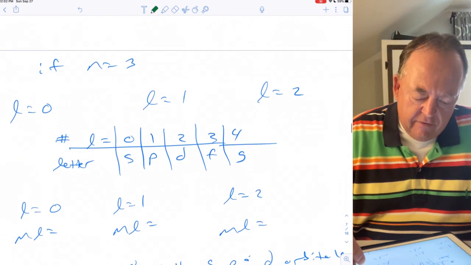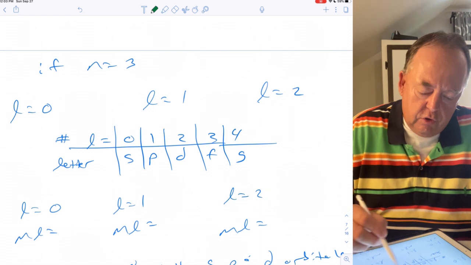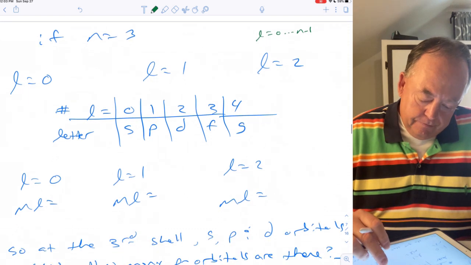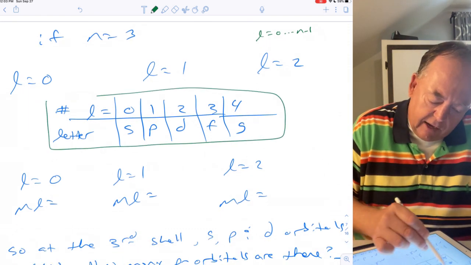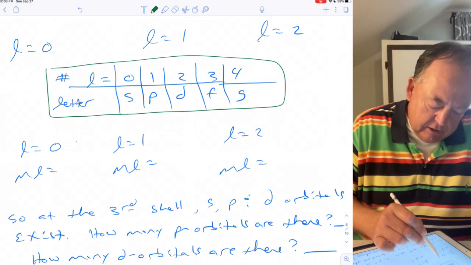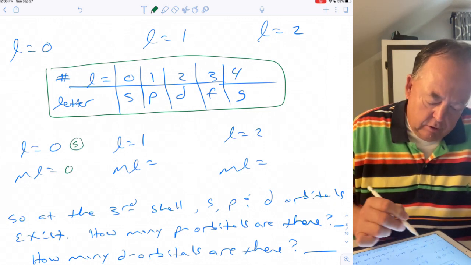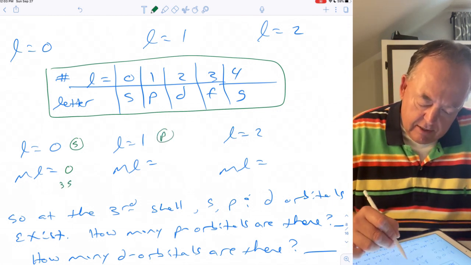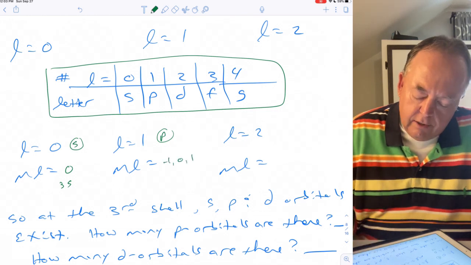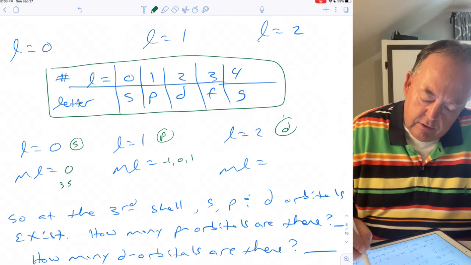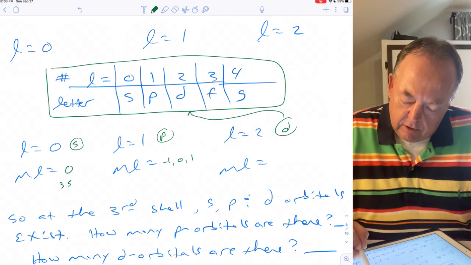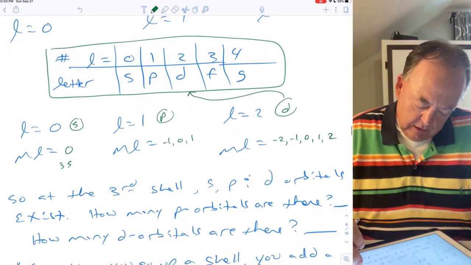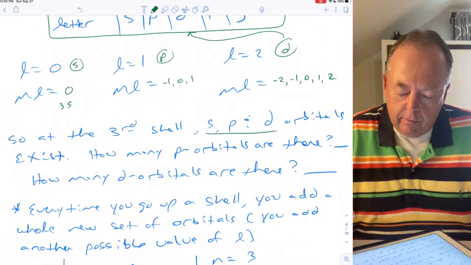Okay, so if n is 3, then L can be 0, 1, or 2, right? Because L, again, can be anywhere from 0 to n minus 1. And so again, we get this memorized as fast as possible. So if L is 0, then this is an s orbital, and m sub L can only be 0, so that would be the 3s orbital, right? If L is 1, then these are p orbitals, then m sub L could be -1, 0, or 1. If L is 2, then these are d orbitals, and m sub L can be -2, -1, 0, 1, or 2, right? So with the third shell, s, p, and d orbitals exist.